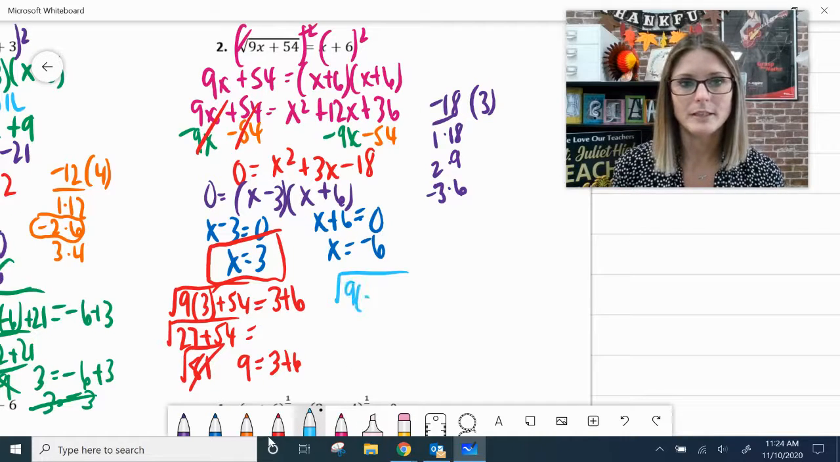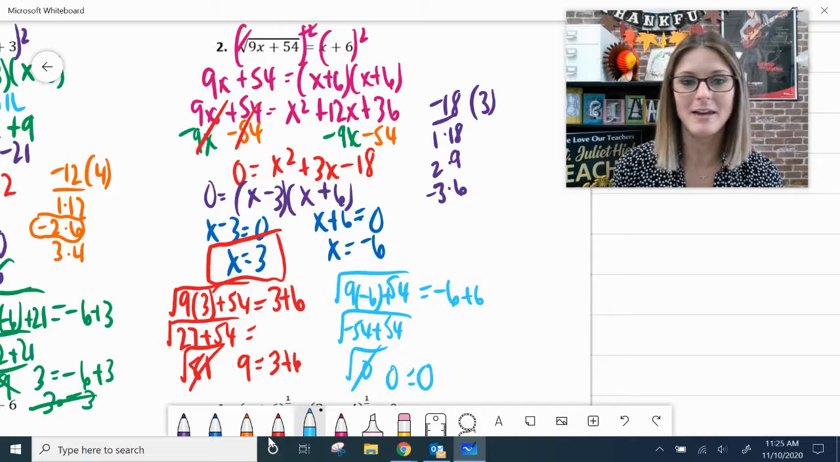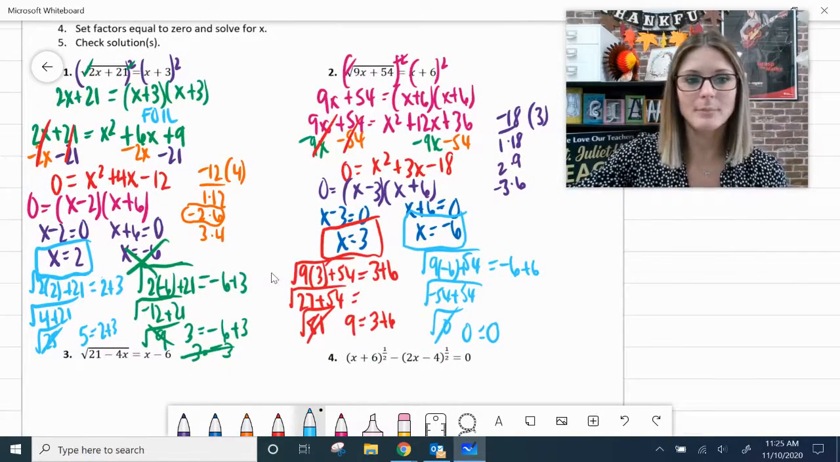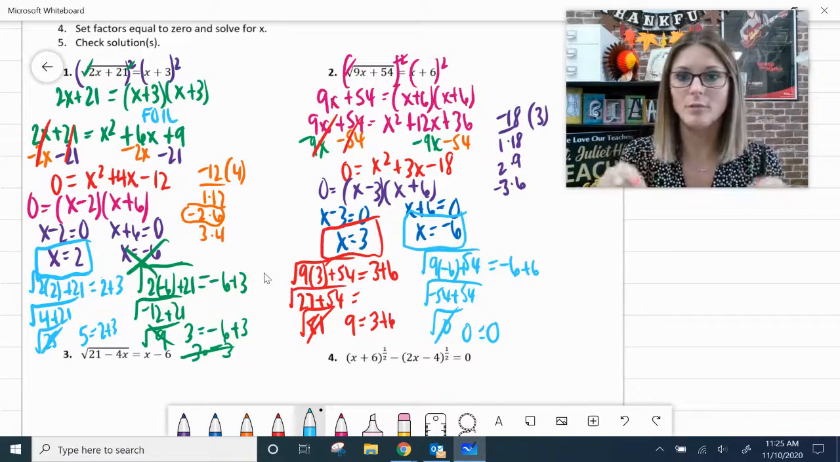Square root of 9 times negative 6 plus 54. Is that equal to negative 6 plus 6? Let's see. 9 times negative 6 is negative 54 plus 54 is 0. The square root of 0 is 0. And negative 6 plus 6 is 0. So, okay, that one checked out too. Both answers worked. Awesome. So far, example 1, we solved and got 2 answers. One worked, one didn't. If it doesn't work, you toss it out. You completely throw it away. Second one, we solved and we got 2 solutions. We checked them and they both worked.